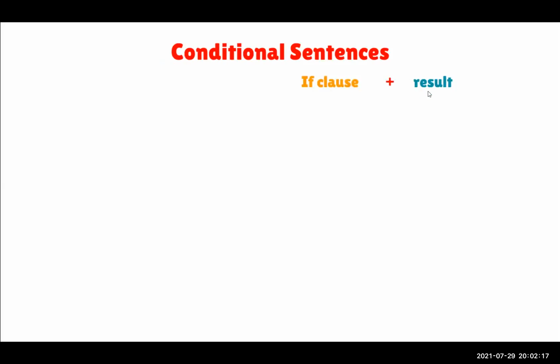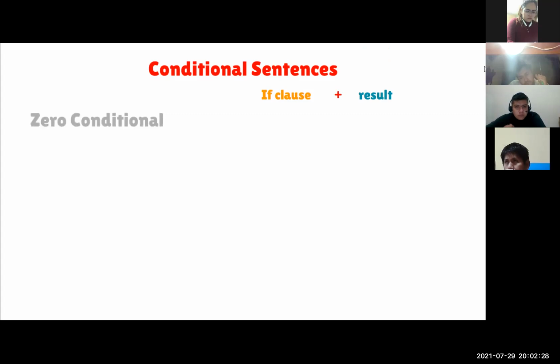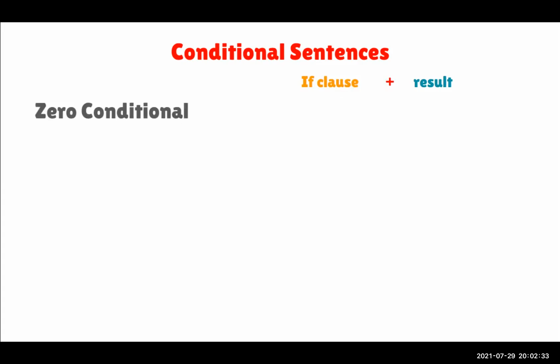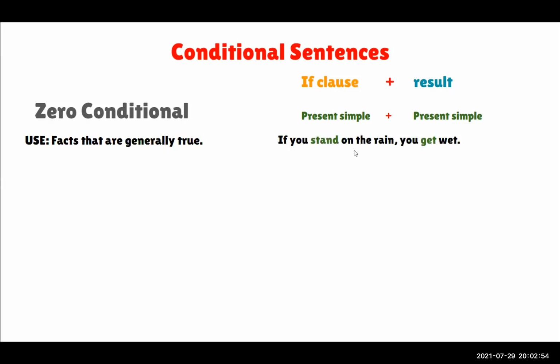And we have different kinds of conditionals, as we have seen before. We have four kinds of conditionals, right? The first one is the zero conditional, and we use the zero conditional when we talk about facts, or things that are generally true, right? And how do we form this conditional sentence? Present, present, right? We use the present simple for both parts of the conditional sentence. Very good. If you stand in the rain, you get wet.